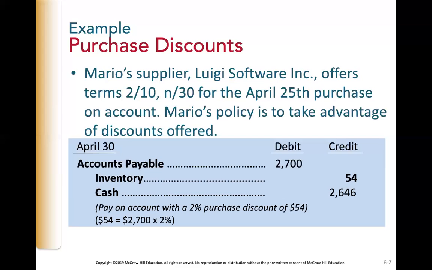Lastly, cash. This is the amount of cash that you're actually paying to Luigi, which is the $2,700 less your purchase discount of $54. You're actually paying him $2,646.